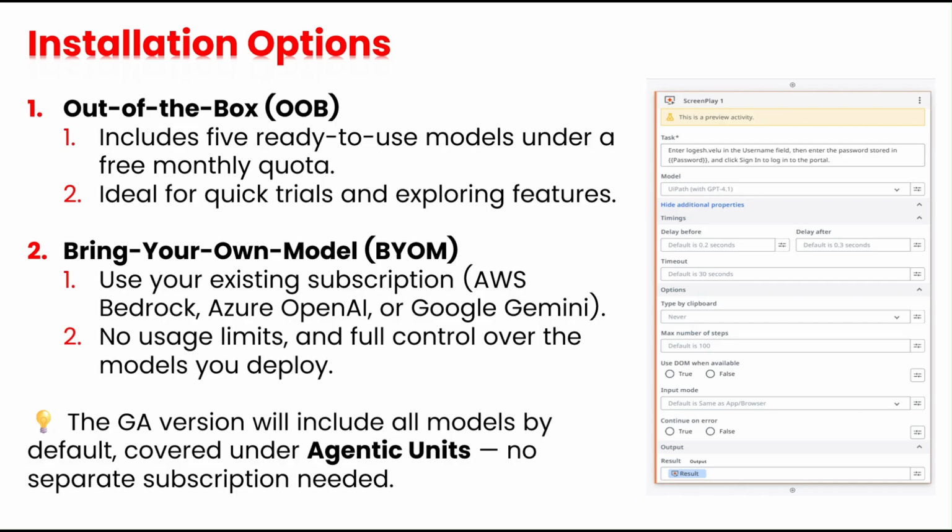Let's look at installation options. First, out of the box, you get 5 ready-to-use models with a free monthly quota. Perfect for quick trials and exploring features with zero setup. Second, bring your own model. Plug in your existing subscription, AWS Bedrock, Azure OpenAI, or Google Gemini, so you control which models run and you're not capped by preview quotas. And looking ahead, at GA, all models will be available by default, covered under Agentic units, so there's no separate subscription to manage. Pick OOB to get started fast, or BYOM if you want full control.